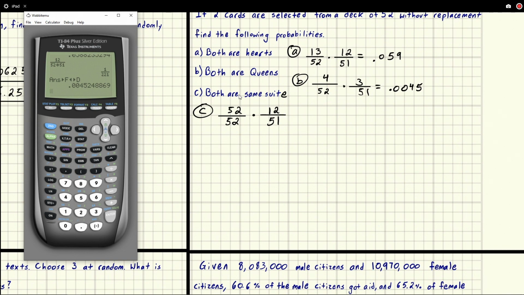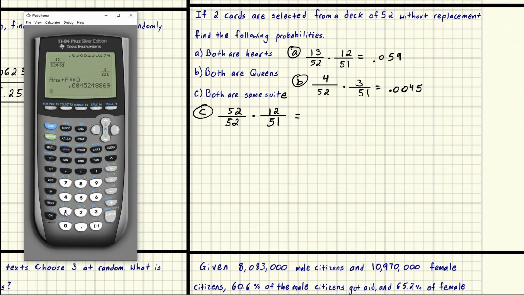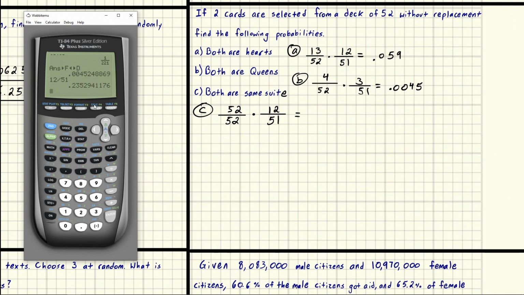Some of these are going to get trickier. You got to think more and more about the conditions. They're almost like little puzzles. So when we multiply this, the first part is just going to be 1. So it's just 12 divided by 51, whatever that is. 12 divided by 51. And that gives us 0.235.